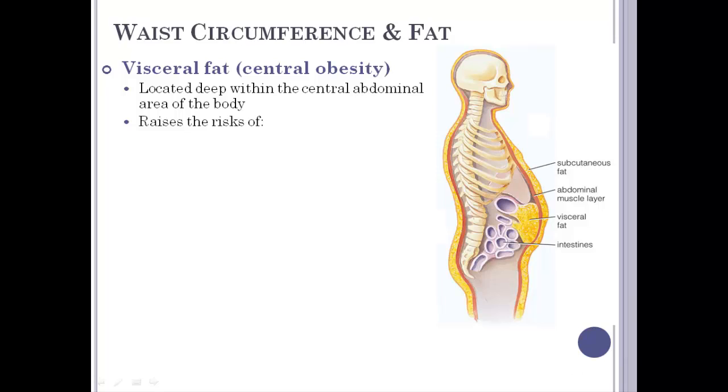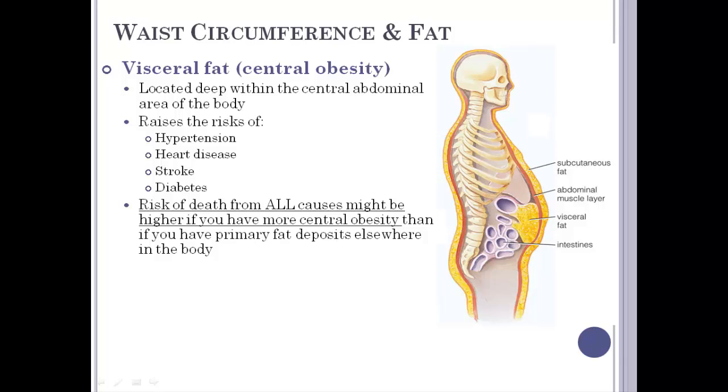You may have heard in the media or read in peer-reviewed journal articles that the fat that you carry around your middle, your stomach, is more dangerous than any other fat on your body. And that's true. That's why we worry so much about your waist circumference. The reason why is because the body fat that you store in your stomach, called visceral fat, is located deep within your central abdominal area, and it raises your risk for hypertension, which is high blood pressure, heart disease, stroke, and diabetes, both type 1 and type 2.